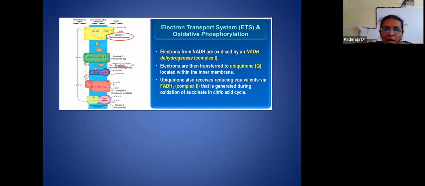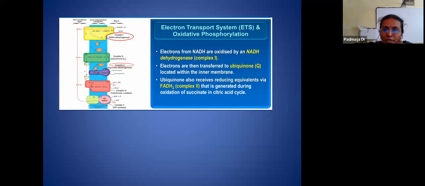And here, electrons from NADH are oxidized by NADH dehydrogenase, that is complex 1. So complex 1 is known as NADH dehydrogenase, and electrons are then transferred to ubiquinone Q located within the inner membrane space. That means from complex 1 to complex 2, the moving of the electrons takes place by the electron carriers. So the electrons are then transferred to ubiquinone located within the inner membrane.